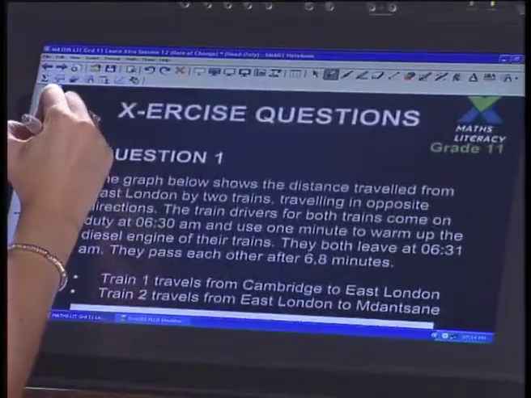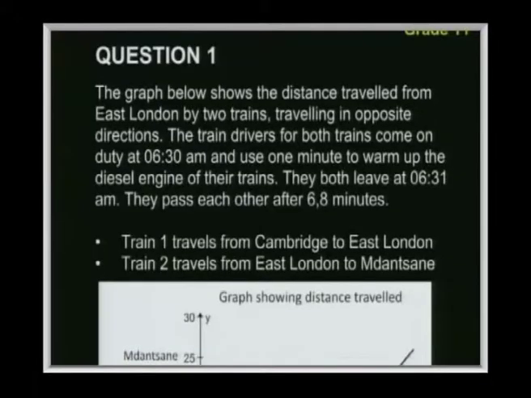I'm now going to be going through a couple of questions. I'm not going to give you the answers because that would be giving away too much, but I'm just going to go through some of these questions, and we're going to see if we can get a bit of help in how to solve them. So our first question in our exercise questions is this one. It's another graph, and this time we're looking at some trains.